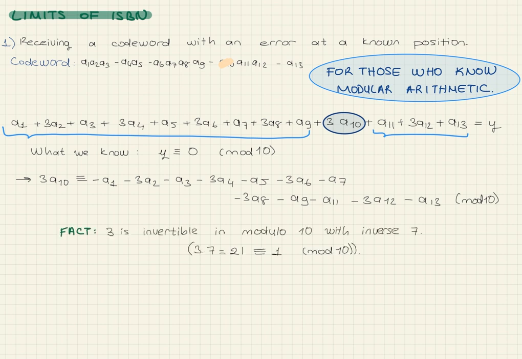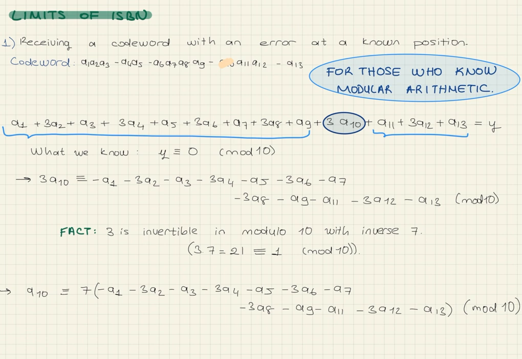We utilize the fact that 3 is multiplicatively invertible in modulo 10 with the inverse 7. Multiplying our equation by 7, we get the unique integer in between 0 and 9 that satisfies this equation. Hence, it is the value we are looking for. This calculation shows for all ISBN code words with an error at 10th position, we can recover the original code word. And there is nothing special about 10 here.